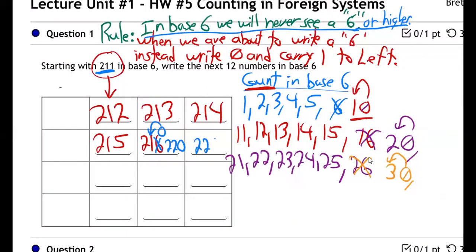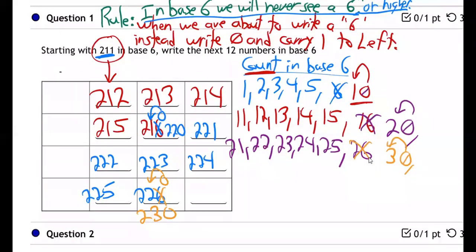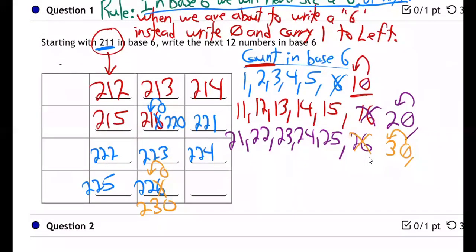Then you just go up by 1: 221, 222, 223, 224, 225. It's all just normal. You just go up by 1 until you hit a 6. We can't have a 6 or higher in base 6. So what do we do? We write a 0 and carry. So this will become 230. See that? Okay. 230, and then you just go back to adding 1, 231, and we're done.